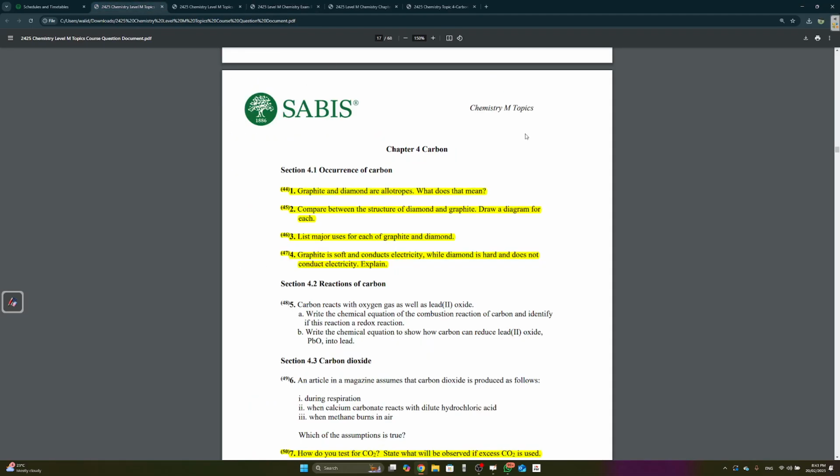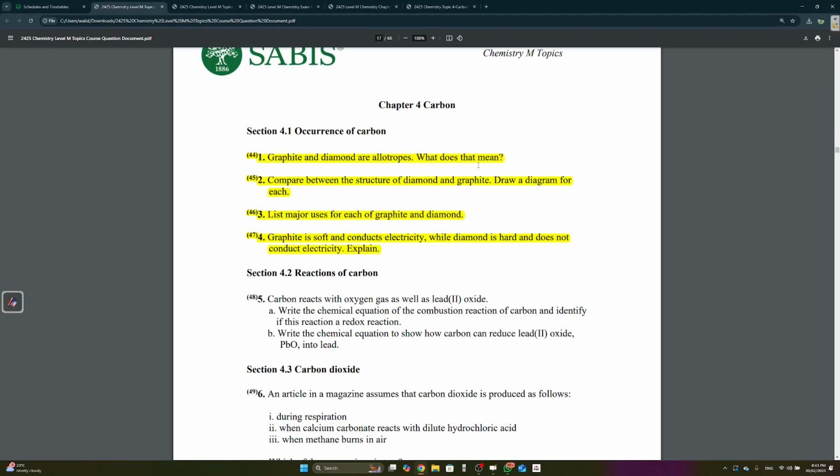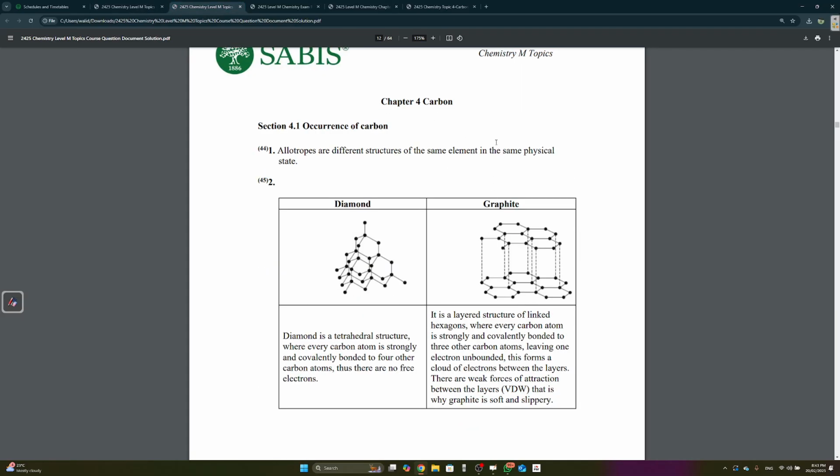Okay. Yeah, let's start. Graphite and diamond are allotropes. What does that mean? What is an allotrope? Allotropes are different structures of the same element. So same element, same physical state. But what do you need to know?